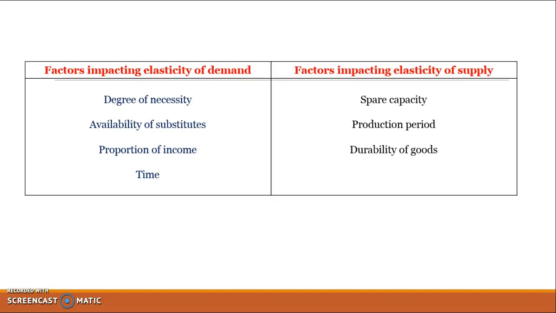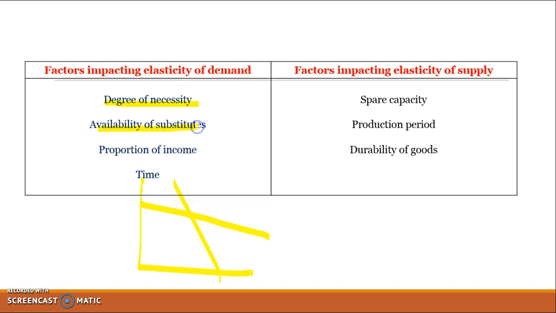Now we're going to look at elasticity. Okay, in terms of elasticity, there's key factors that impact elasticity of demand and factors that impact elasticity of supply. Factors impacting elasticity of demand: the degree of necessity. The more of a necessity it is, the more inelastic. And again, make sure you know how the curves look. So your inelastic demand curve looks like this. If it becomes more elastic, it becomes more horizontal. So if something's more of a necessity, it will have the more inelastic demand curve.